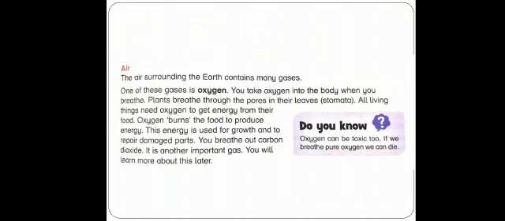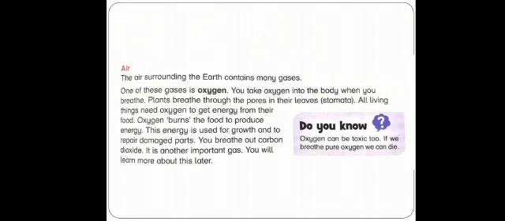All living things need oxygen to get energy from the food. Oxygen burns the food to produce energy. This energy is used for growth and to repair the damaged parts. You breathe out carbon dioxide. It is another important gas. You will learn more about this later.